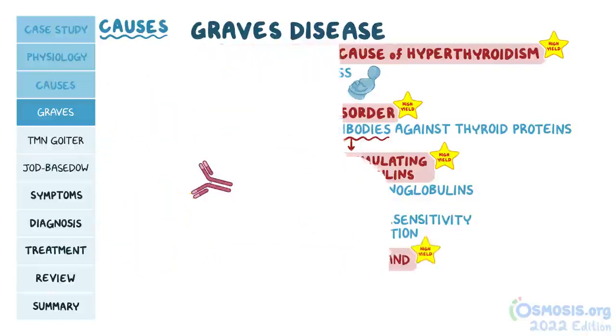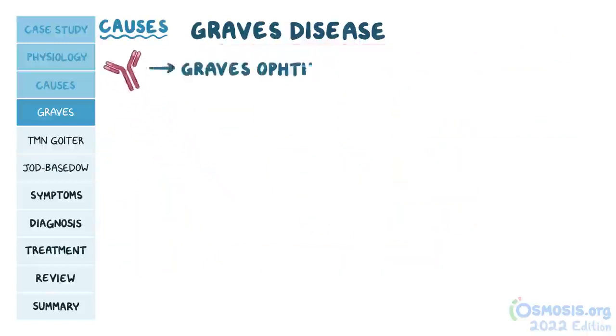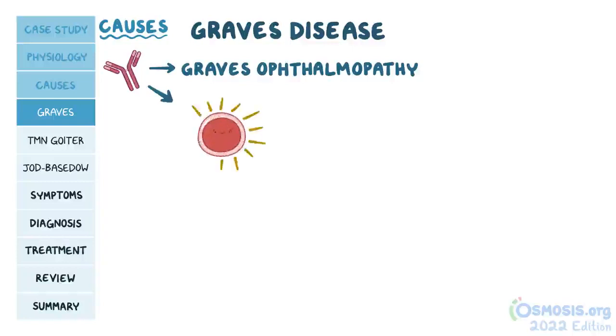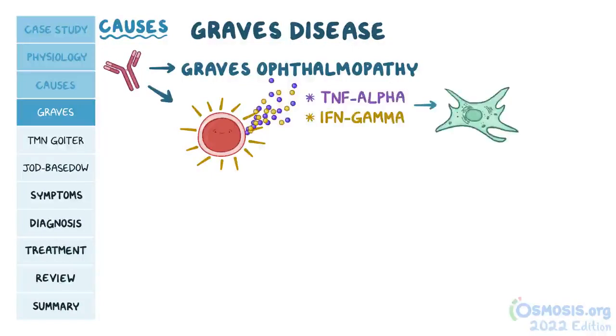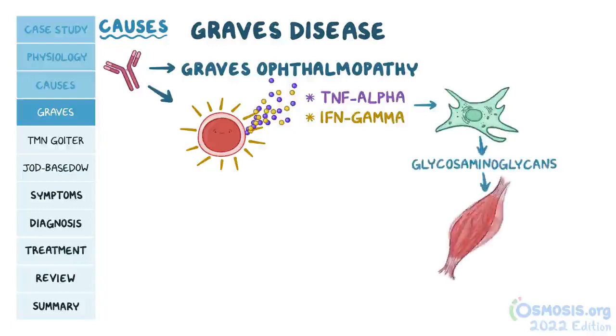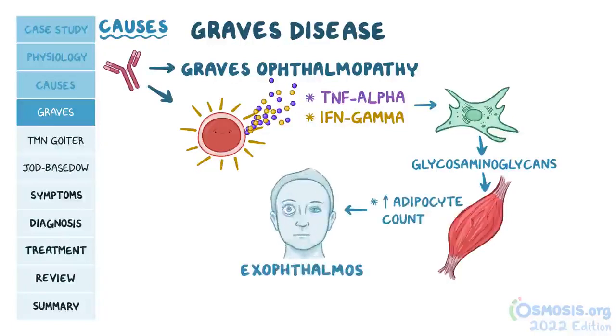Now, these autoantibodies can also cause Graves' ophthalmopathy. These antibodies activate the T cells in the retroorbital space, causing them to secrete cytokines like TNF-alpha and IFN-gamma, which increase fibroblast secretion of glycosaminoglycans, which ultimately increases muscle swelling, muscle inflammation, and increases the adipocyte count, leading to exophthalmos, which is anterior bulging of the eyes.